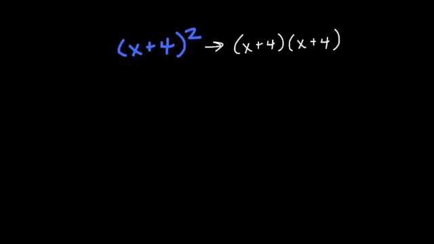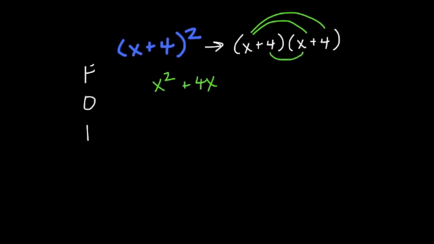So again, let's start. We start with our F always. So this would be the first term in each expression. x times x would give me x squared. From there, I move on to the outer terms, which in this case is an x and a positive 4. That would give me positive 4x. From there, I can look at the inner terms. In this case, it would be a positive 4 and an x, again positive 4x.